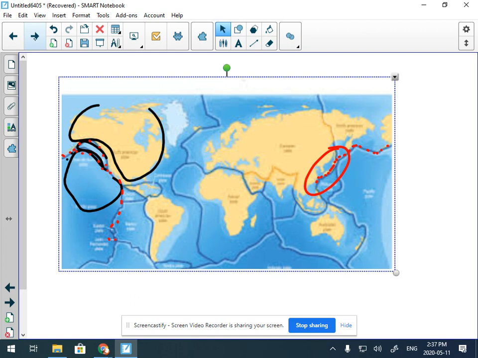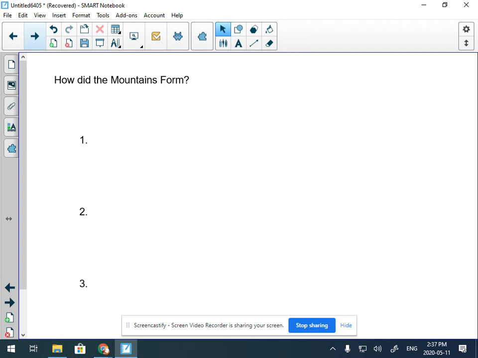Okay. All right. So today's lesson is how the mountains formed. Okay. First off, if you think back to ancient Alberta, there was this massive inland ocean. So the first step is that the ocean had to be pushed away. And that was caused by plates colliding.